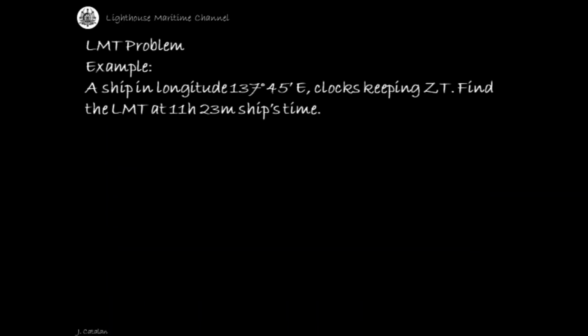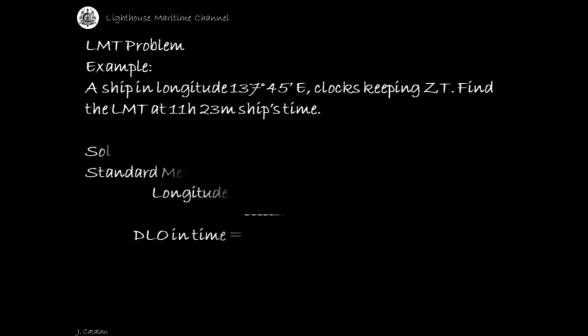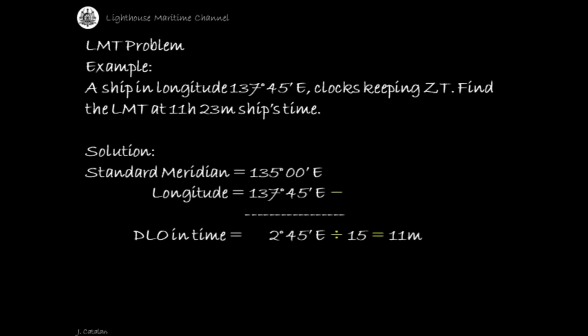LMT problem. Example. A ship in longitude 137 degrees 45 minutes east, clocks keeping ZT. Find the LMT at 11 hours 23 minutes ship's time. Solution. Standard meridian is equal to 135 degrees 00 minutes east. Subtract it from longitude, which is equal to 137 degrees 45 minutes east. The result is the DLO in time, which is equal to 2 degrees 45 minutes east, divided by 15. The result is equal to 11 minutes.